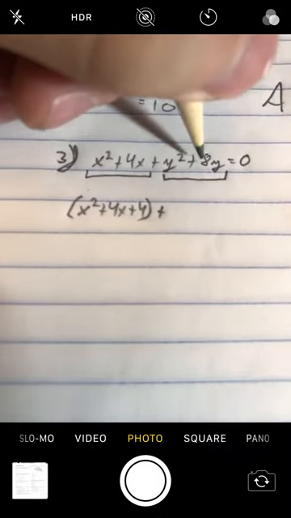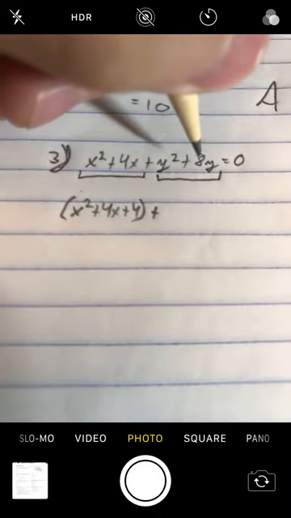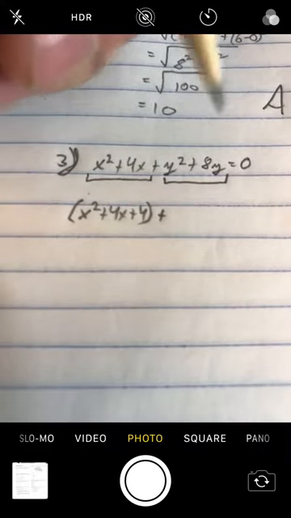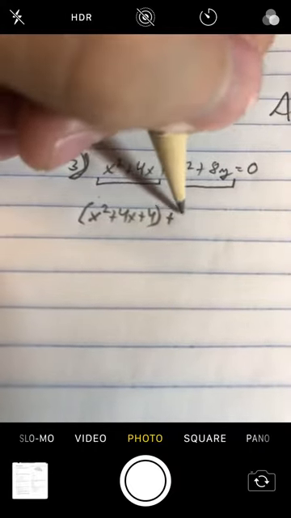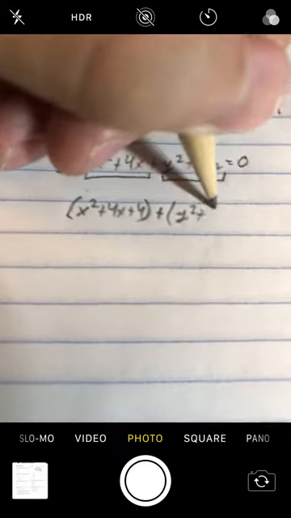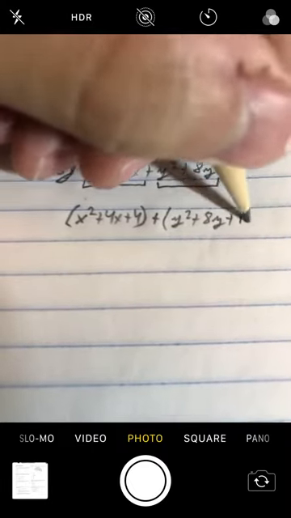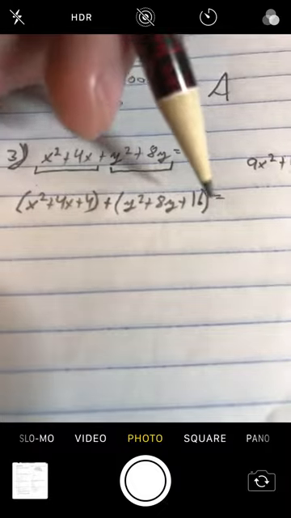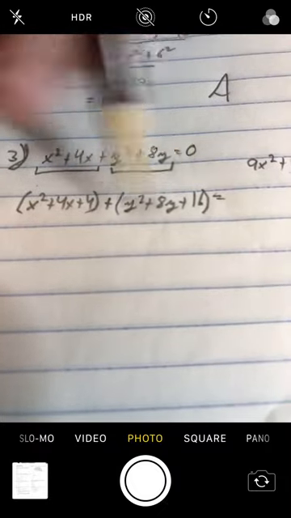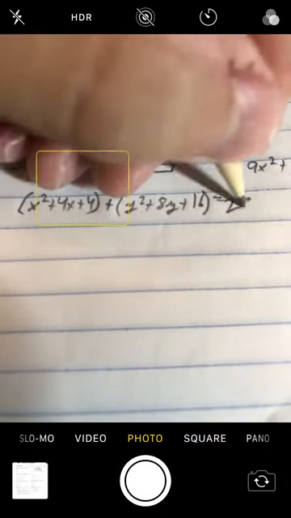And then for the y, half of 8 is 4, and then you square it, that's 16. So y squared plus 8y plus 16. But if we're going to make this equation equivalent, we have to add the 4 and the 16 that we added to the left side of the equation to the other side. So 4 plus 16 is going to be 20.